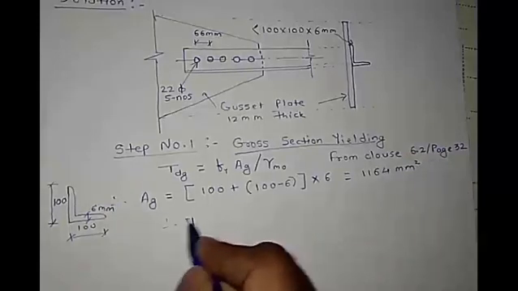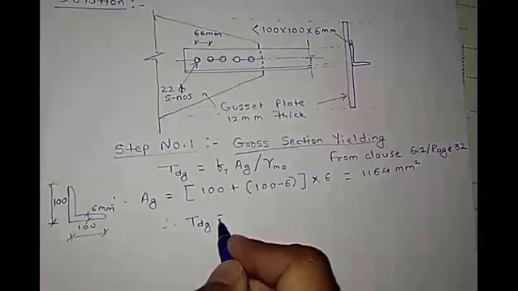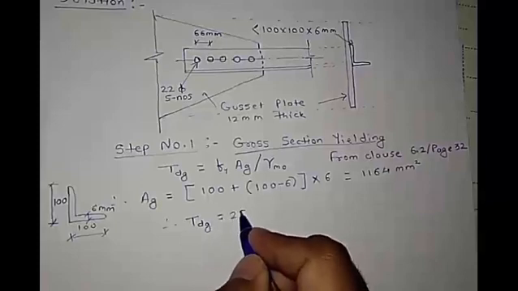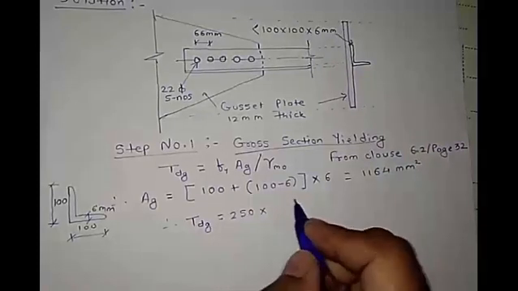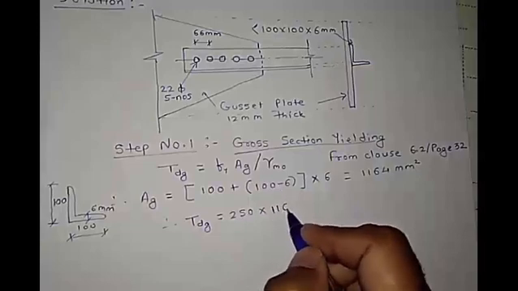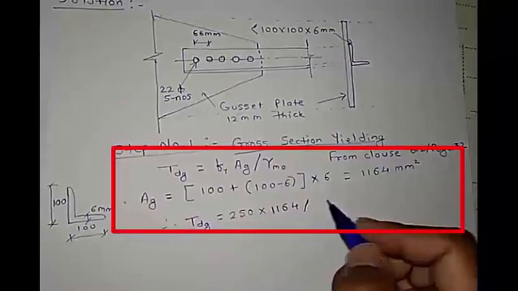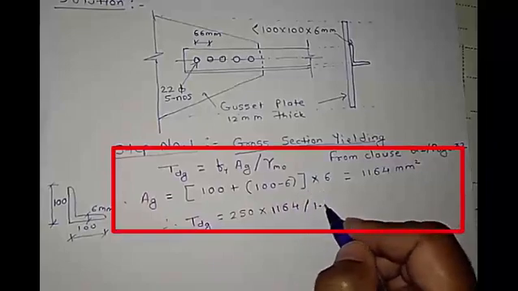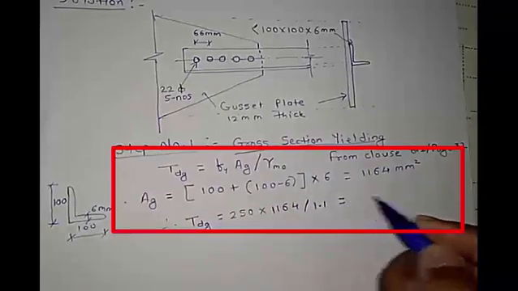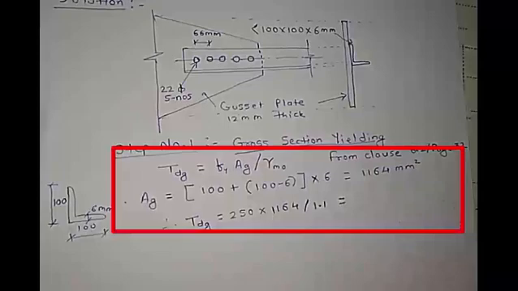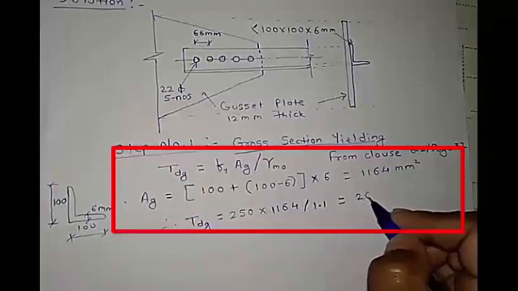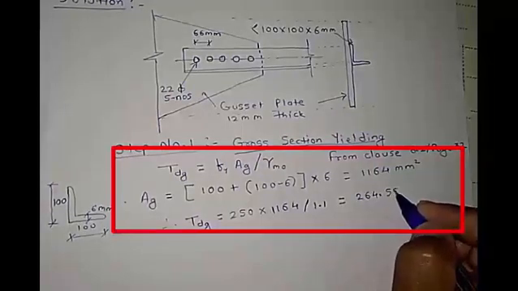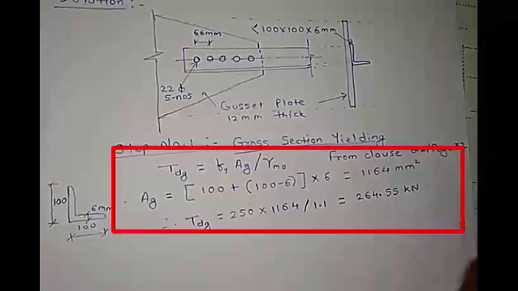So therefore we can calculate Tdg. This is equal to Fy, already given, 250, multiplied by 1164, divided by gamma m0 from table number 5, that is 1.1. If we calculate this, you will get 264.55 kilonewton.